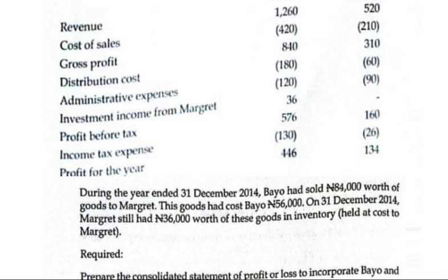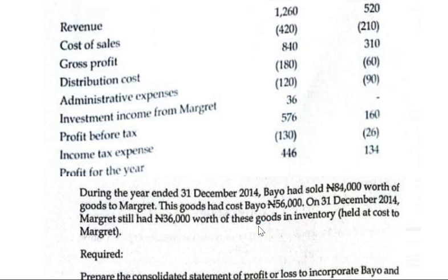Now, the second adjustment that you will make is when there is investment income being received from the subsidiary. You are going to eliminate it. For instance, you can see from this question we have what we call investment income from Margaret. This investment income from Margaret is investment income being received by the parent. This you are going to eliminate.